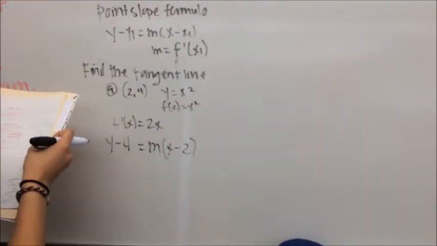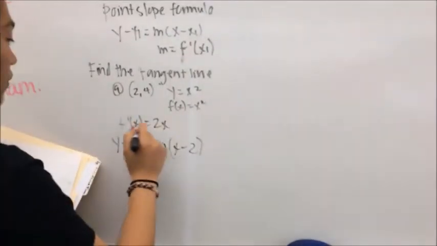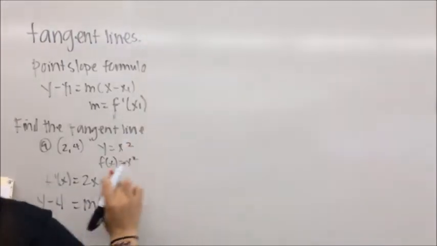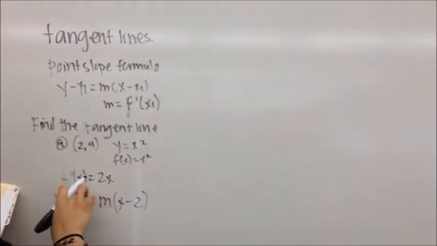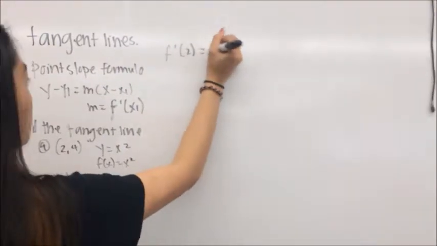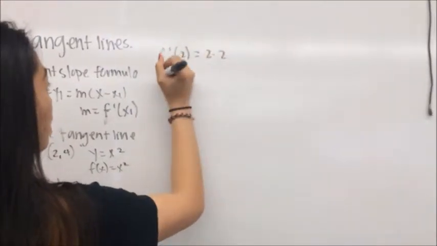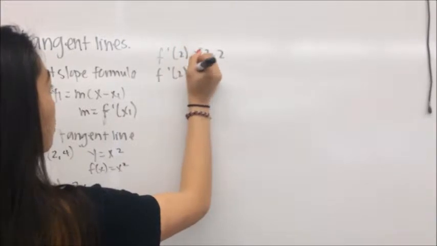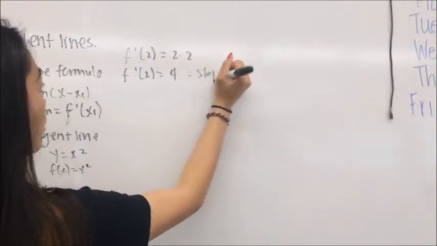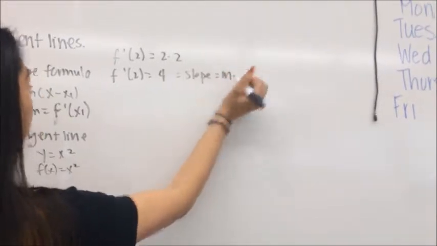And then after that, since you have your derivative, you want to plug in your x value. So f prime of 2 equals 2 times 2, and your answer would be 4. And this is your slope, which is also equal to your m.